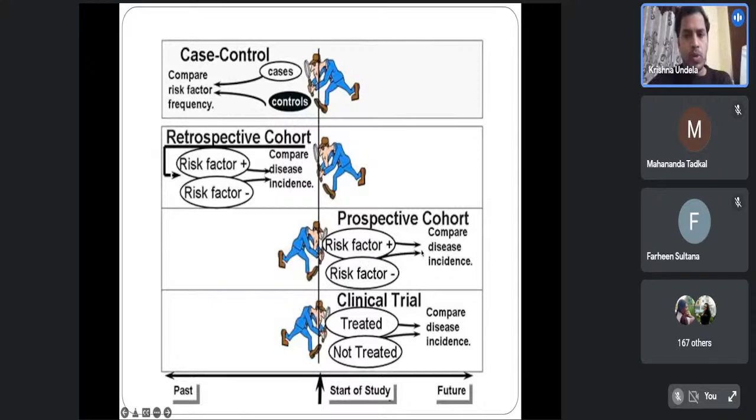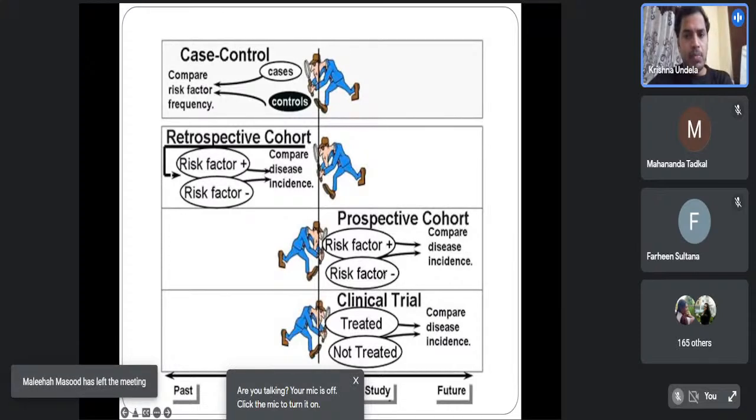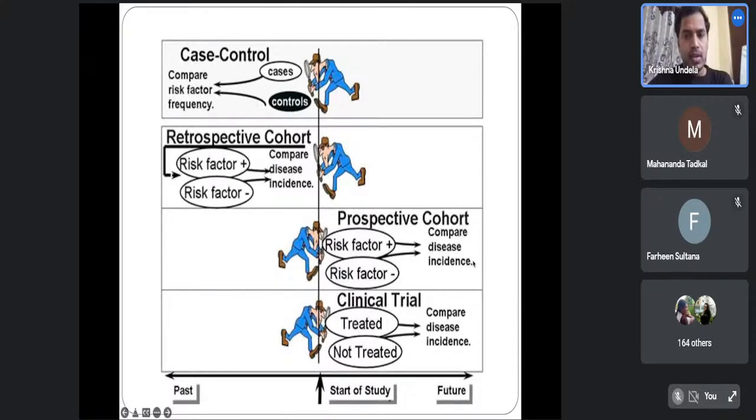And both the groups we are going to follow over a period of time, maybe till 2030. And in 2030, we are going to understand, among the risk factor positive group, how many got the outcome and how many did not get the outcome. That means among the smokers, how many got the outcome and how many did not. And at the same time, among the risk factor negative, the non-smokers, for example, how many got the outcome and how many did not at the end of follow-up in 2030, in the future.